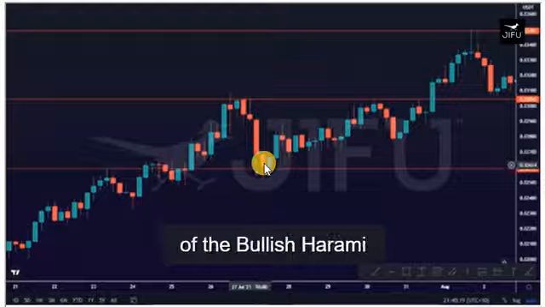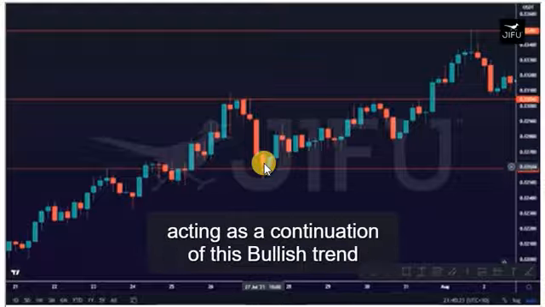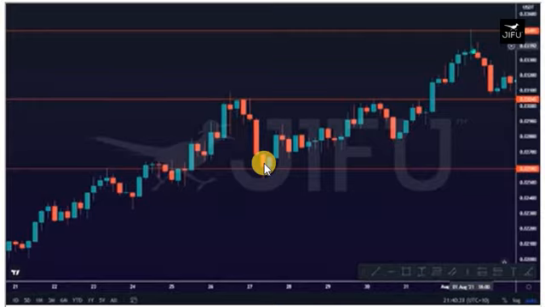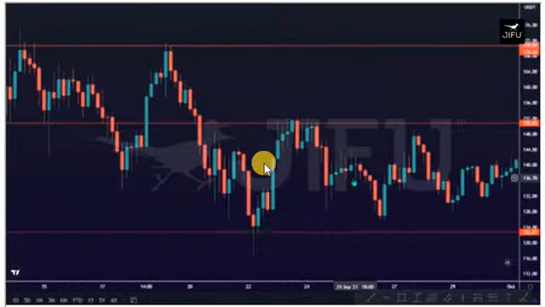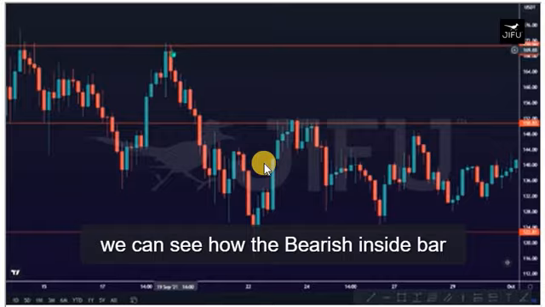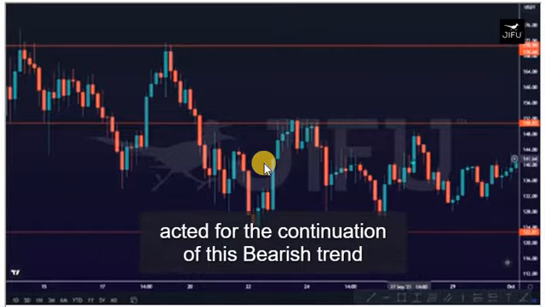Here's an example of the bullish harami acting as a continuation of this bullish trend. Here's the bearish trend. We can see how the bearish inside bar acted for the continuation of this bearish trend.